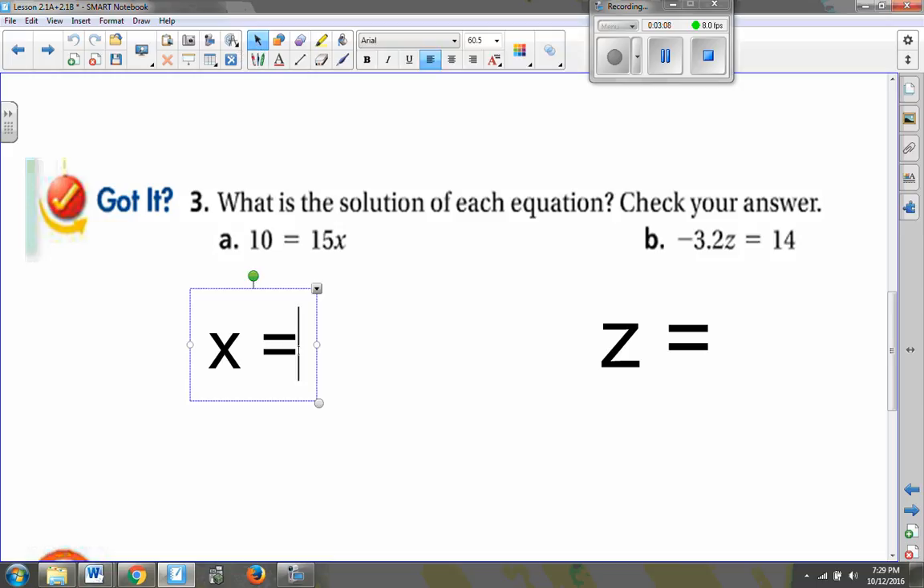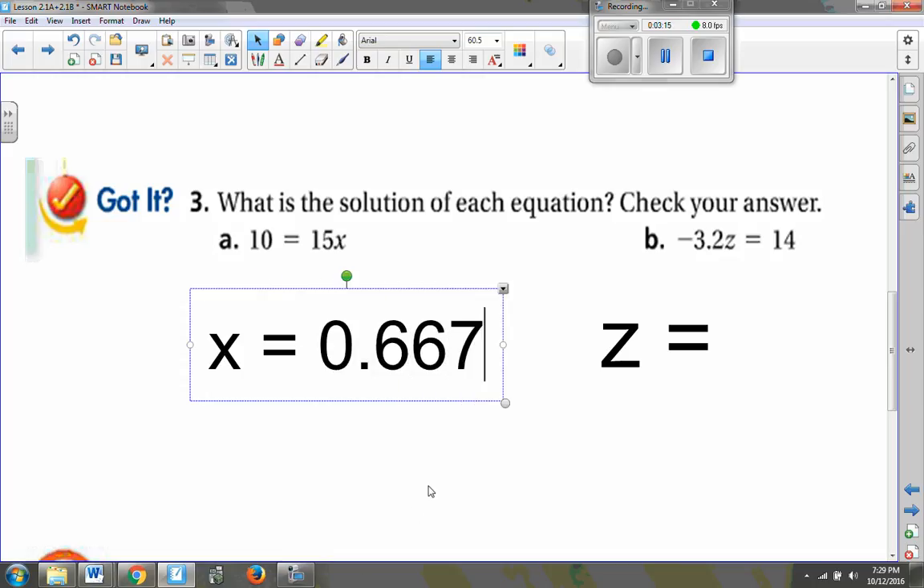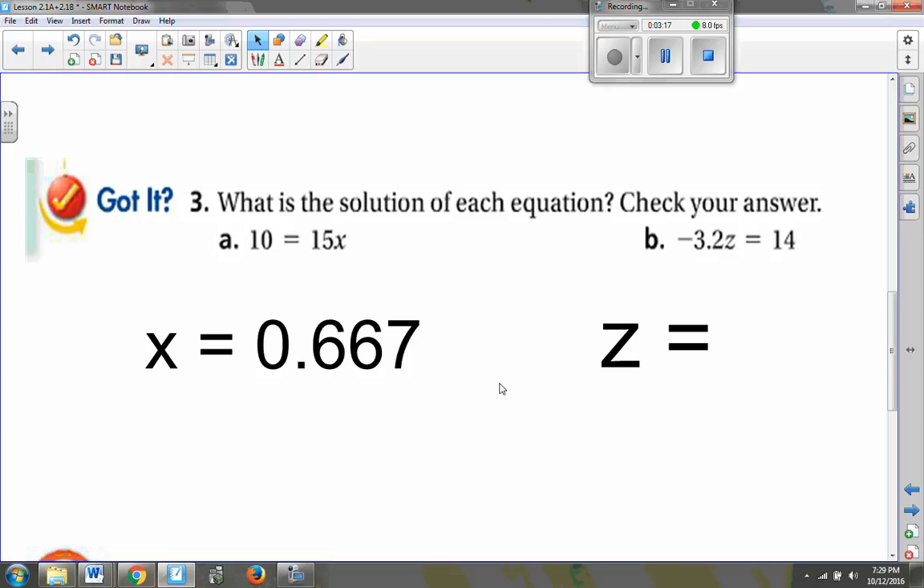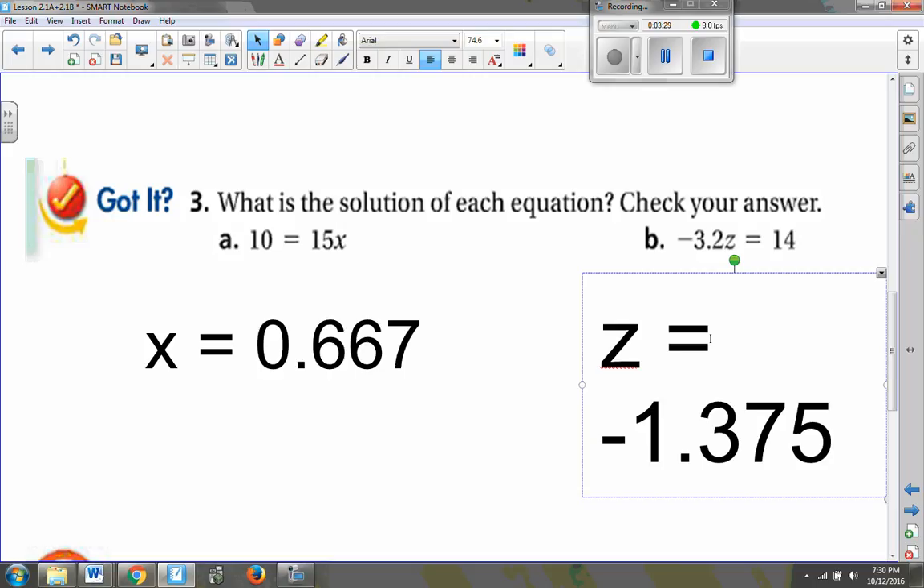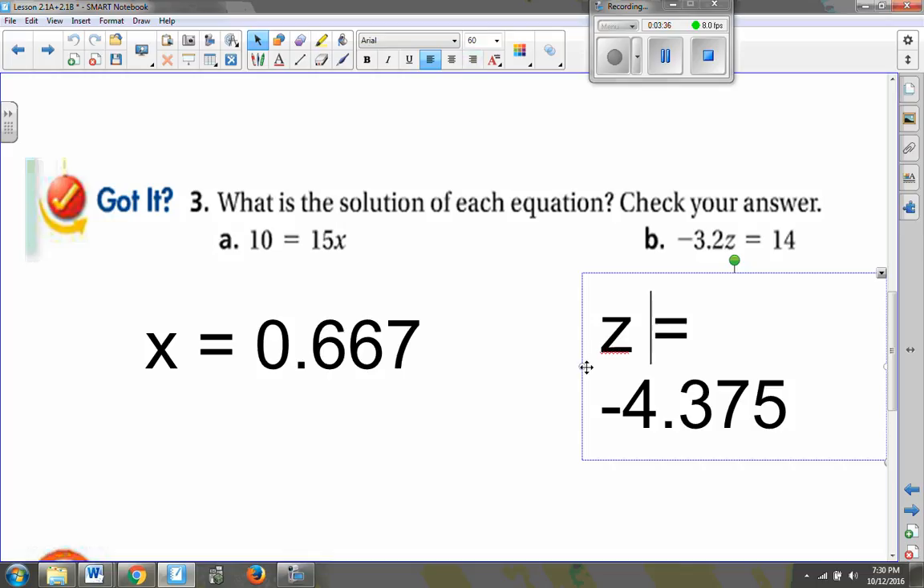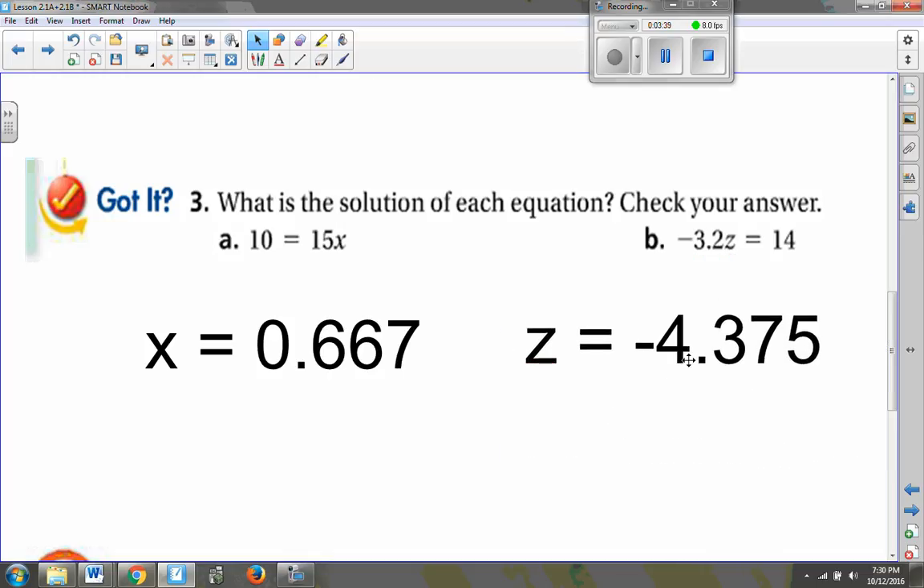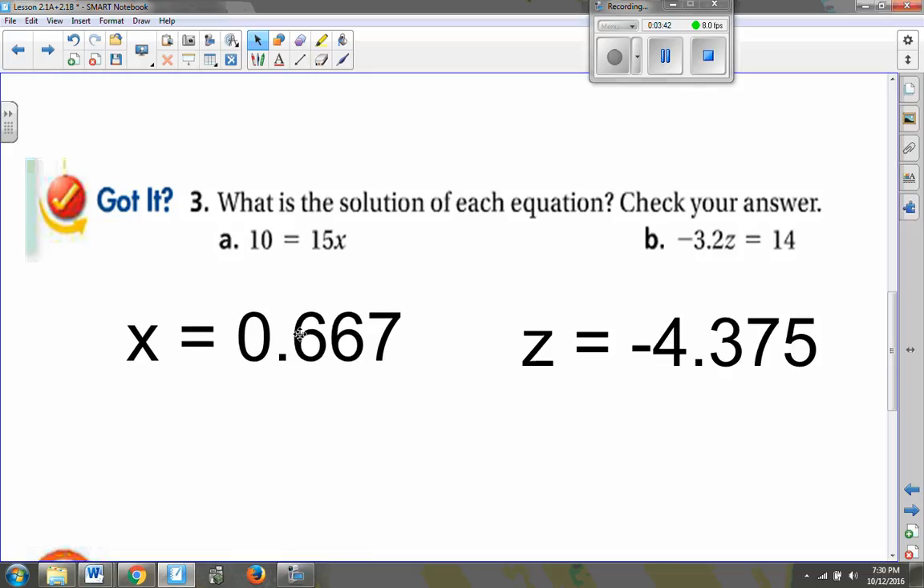Okay, in letter A, we should end up with 2/3 or 0.666666 forever with a 7 at the end if you want to round it off. And then in letter B, we are doing 14 divided by a negative 3.2, which ends up with a negative answer, negative 4.375. Excuse me, not 1.375, 4.375. Okay, so in this case, z equals negative 4.375, x equals 0.667.